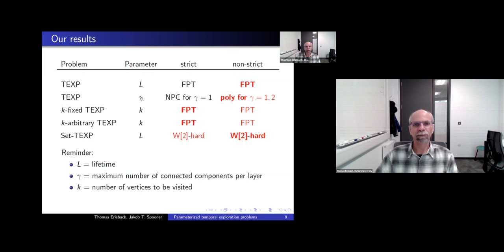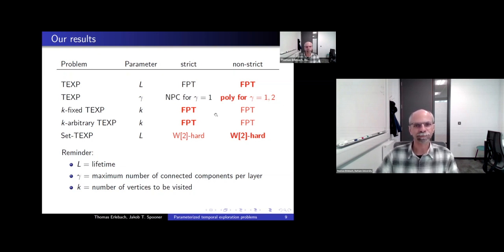For the problem where you take as parameter gamma, the maximum number of connected components per layer, from previous work, it's already clear, even for gamma equal 1, that it's NP-complete, so there's no chance for an FPT algorithm. For the non-strict model, we can show that if gamma is 1, then the problem is trivial. If gamma is 2, we can still solve it in polynomial time. But for gamma 3 or larger, we don't know yet. So it could be FPT, it could be in XP.